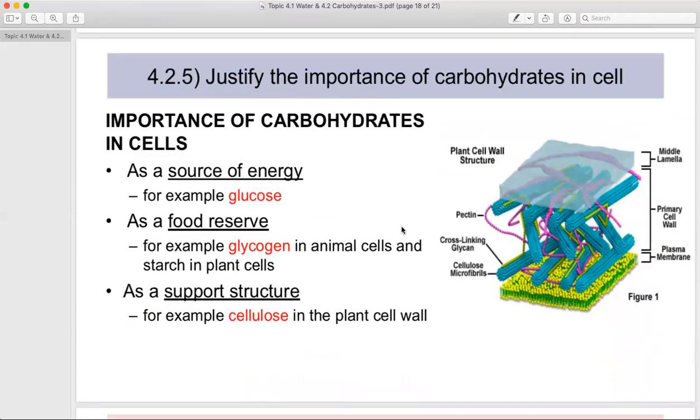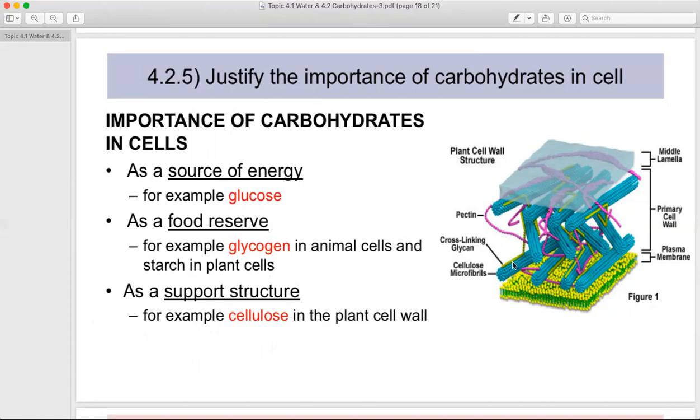Okay, justify the importance of carbohydrate in cell. So, apa kepentingan karbohidrat pada sel? Okay, so karbohidrat ni adalah a source of energy, sumber tenaga, so you all pun dah tahu. As a food reserve, teacher dah mention tadi, for example, the glycogen in animal and also starch in the plant cell, and as a support structure. Okay, yang ni yang knowledge baru untuk awak. Selain daripada sources of energy, karbohidrat ni juga bertindak sebagai support structure. For example, the cellulose dekat cell wall.